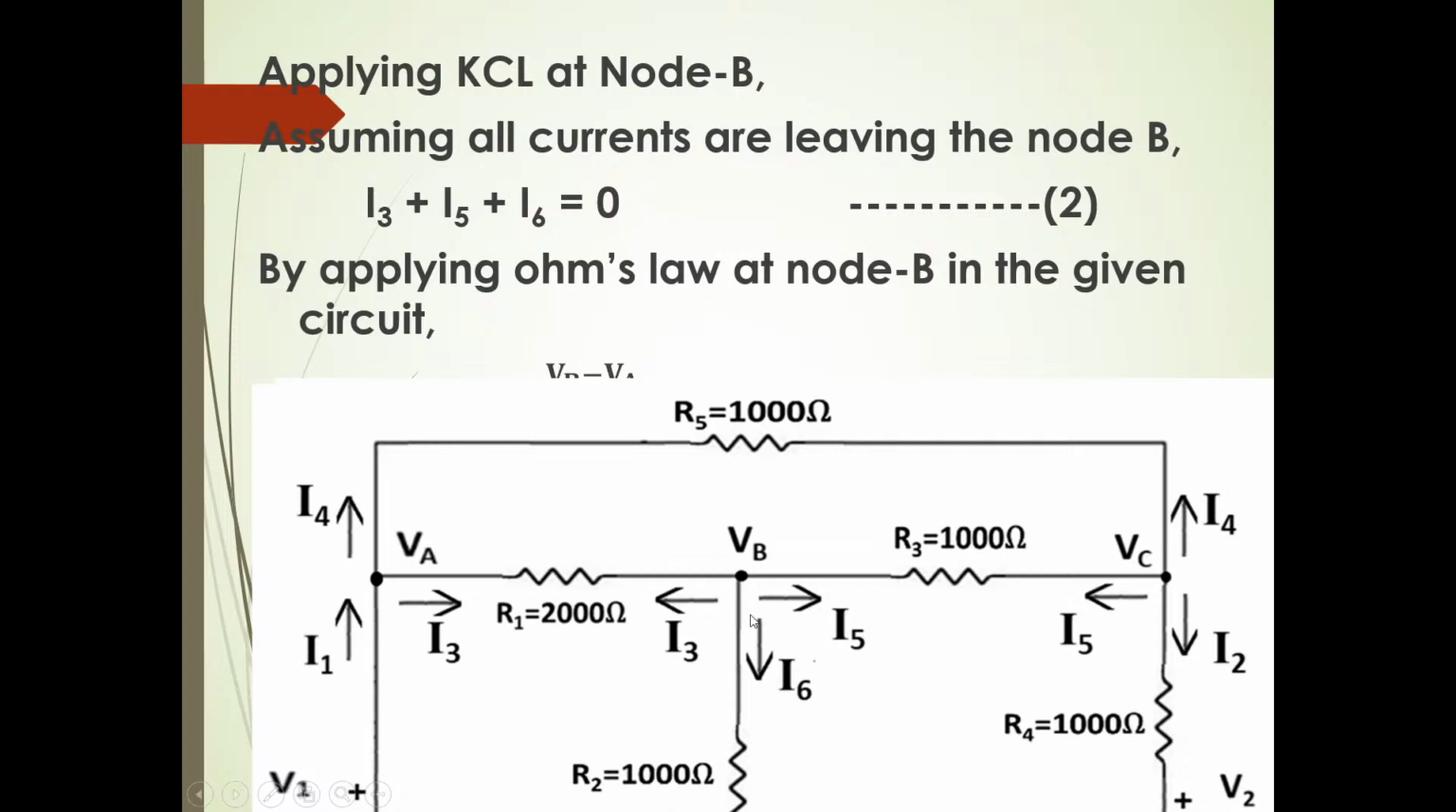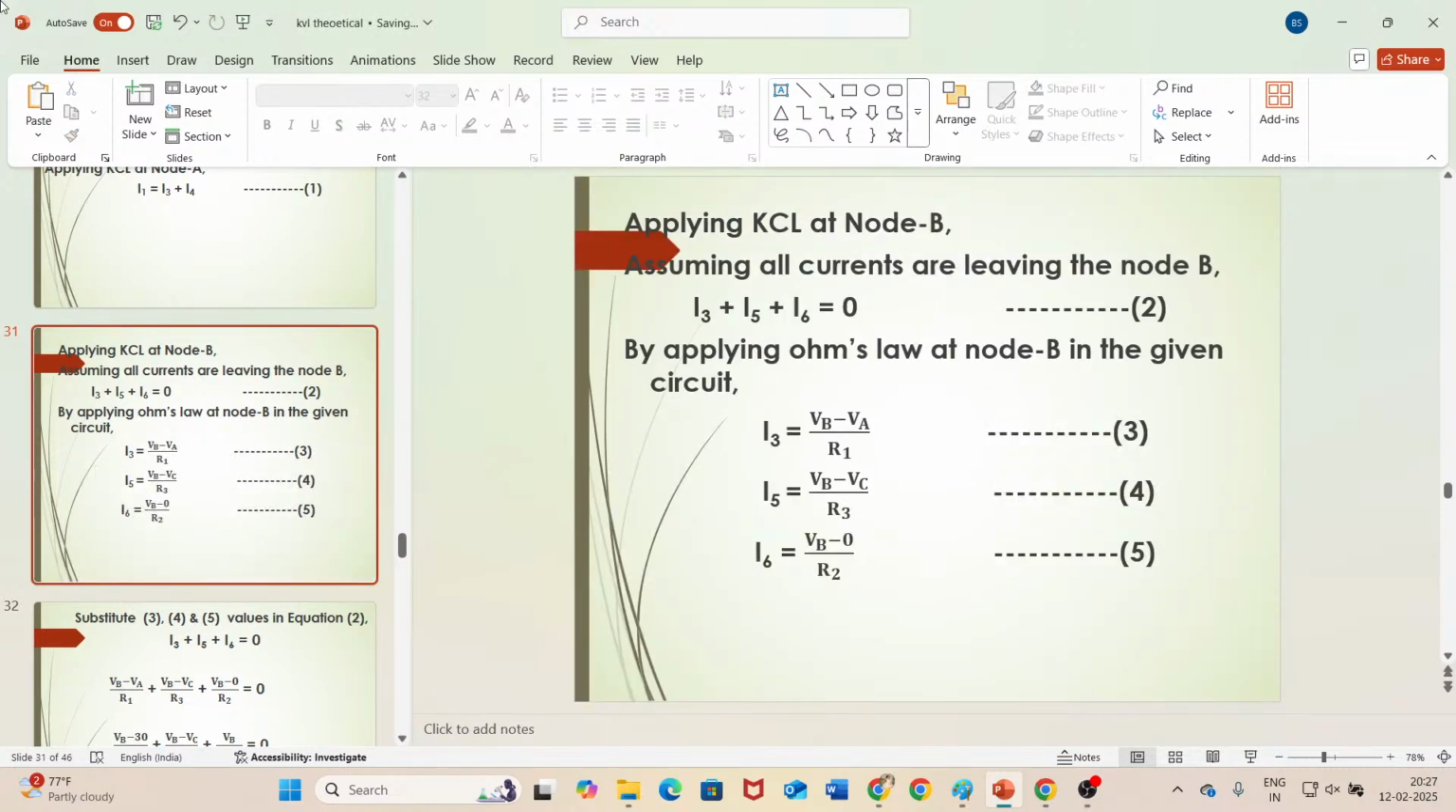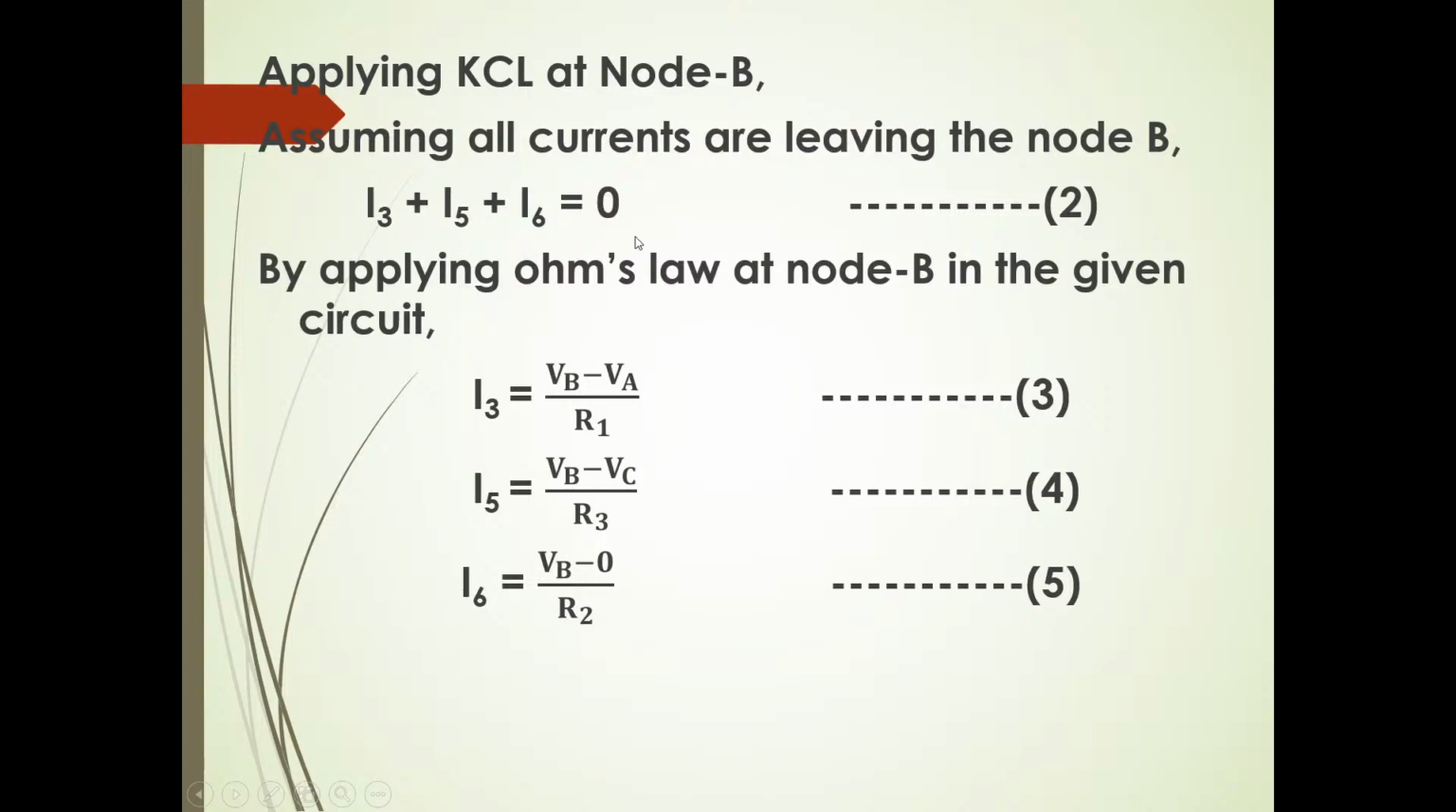See, what are all the currents at node B? I3, I6 and I5, all are leaving. So the algebraic sum of all leaving currents is equal to 0, since all are leaving currents. So you just add all the currents: I3 plus I5 plus I6 is equal to 0.